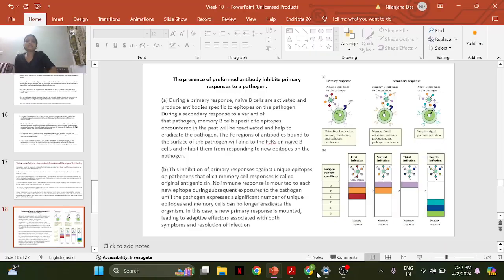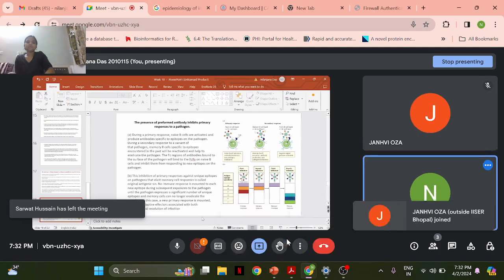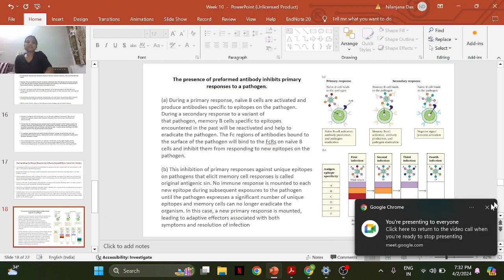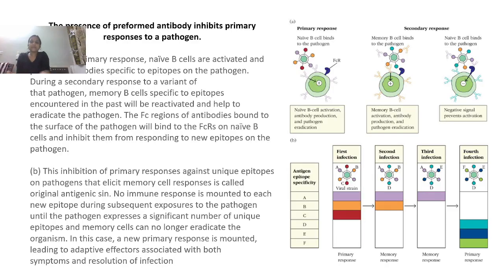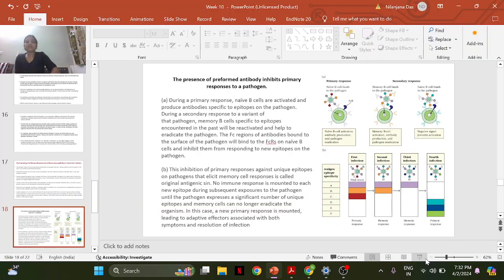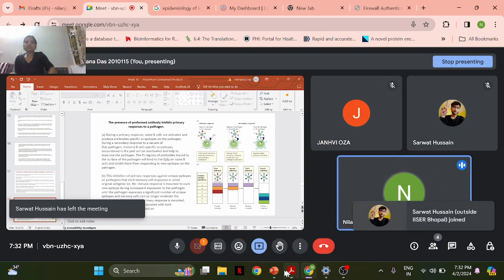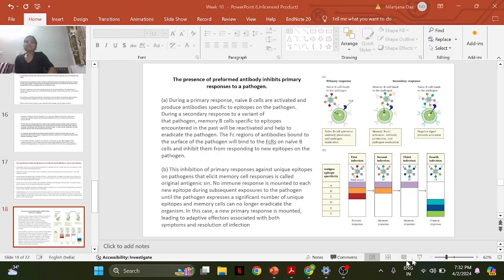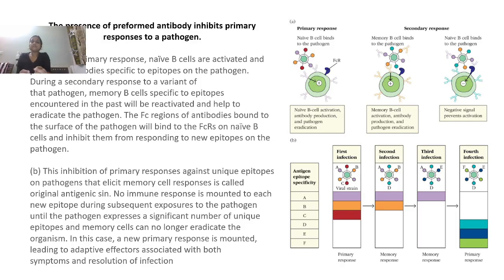So whenever there is a change in the epitope of the influenza virus completely, then only it will activate the new B cells. And if it is minor changes occurring over time, then our memory cells can easily recognize them, and there will be negative signals whenever our naive B cells go and bind to the surface epitope of the unique antigen.